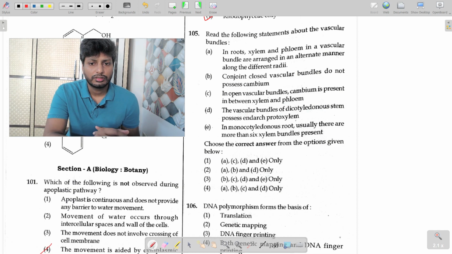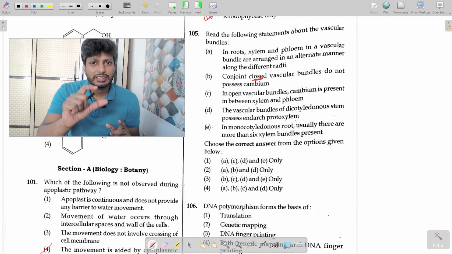Second option. So the first option, as we said, is right. Second option: conjoined closed vascular bundles do not possess cambium. Conjoined and closed, again important. What do you mean by conjoined? As we just said, there are two types of arrangement. The first option was talking about radial arrangement, where vascular bundles are present on different radii. Now here they are talking about another type of arrangement, that is conjoined. What do you understand by conjoined arrangement? Dear students, in conjoined arrangement, vascular bundles are always present as a bundle. That means they are present together as a single bundle.